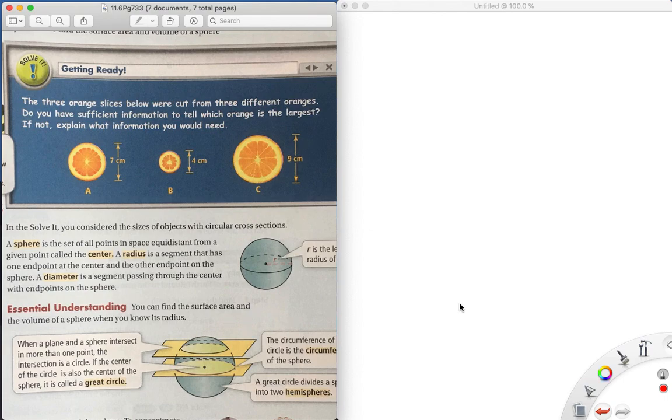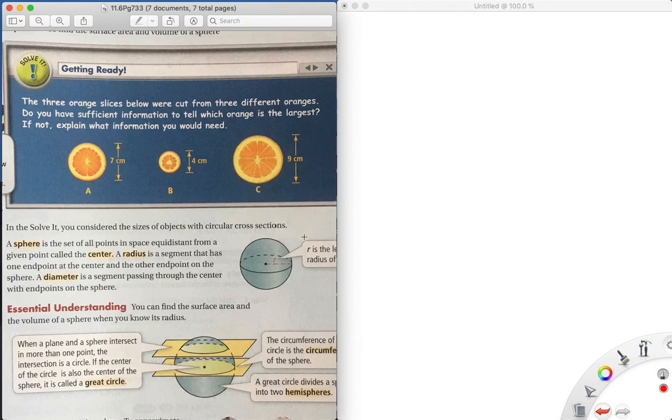Okay, so this is 11.6, surface area and volume of spheres. It's only two equations you really need to know for this section. It's pretty straightforward. First thing is get some definitions out the way.